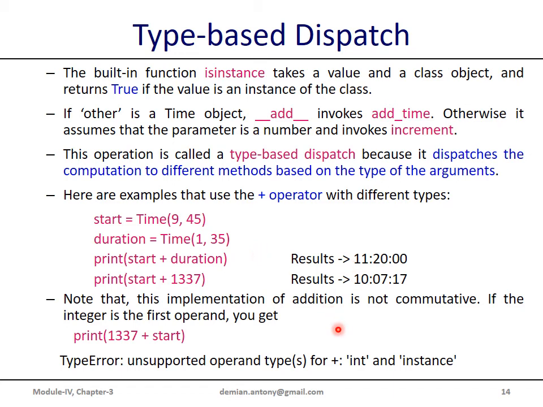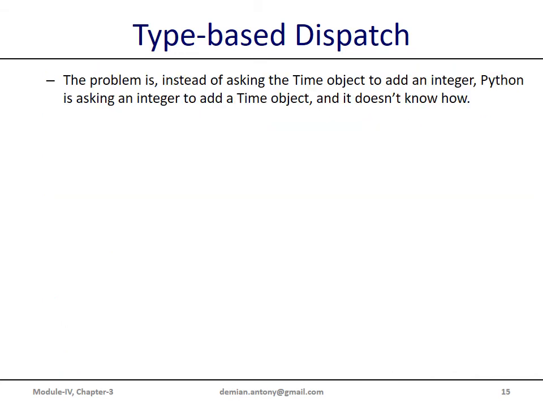Remember, the implementation of this type of addition with operator overloading onto the programmer defined types is not commutative. If the integer is the first operand, then we will get the runtime error saying unsupported operand type for plus. And how to manage such a type of code?